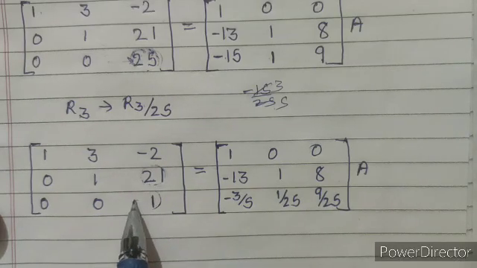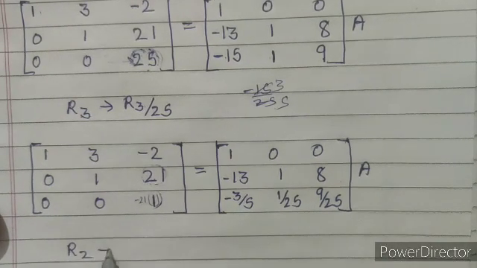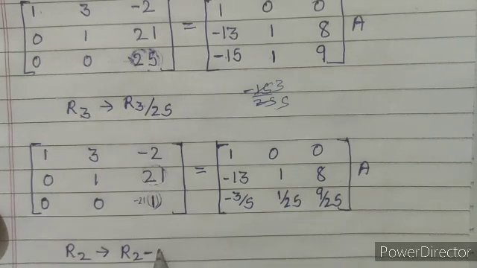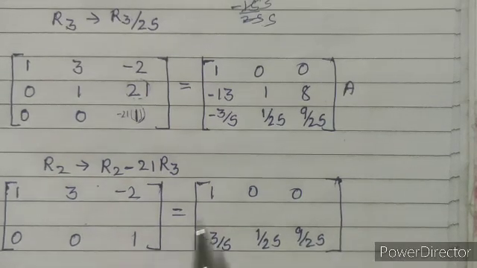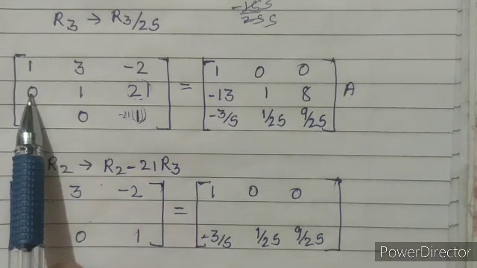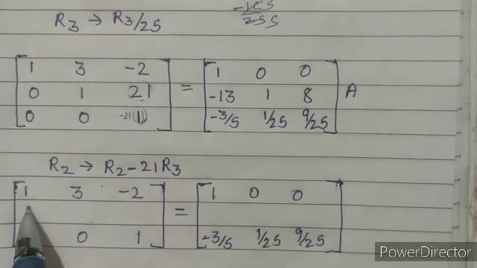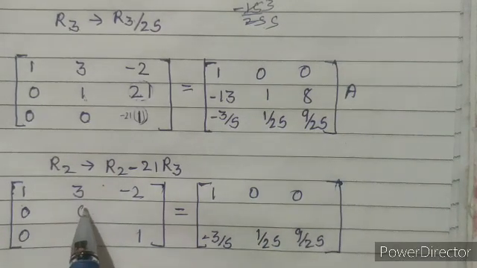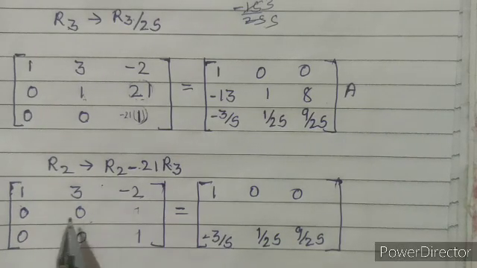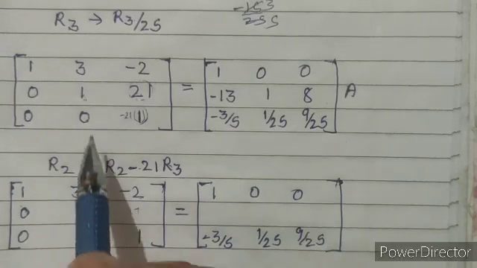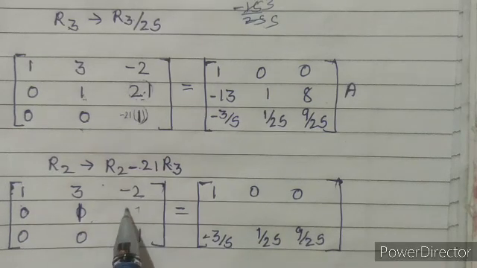Now for this, 21 minus 21 will be 0. That means 21 minus 21 into 1 will give us 0. So we will change row 2 by row 2 minus 21 into row 3. Now row 1 and row 3 will remain unchanged. In row 2, 0 minus 21 into 0 will give us 0. 1 minus 21 into 0 will be equal to 1, and 21 minus 21 into 1 will give us 0.